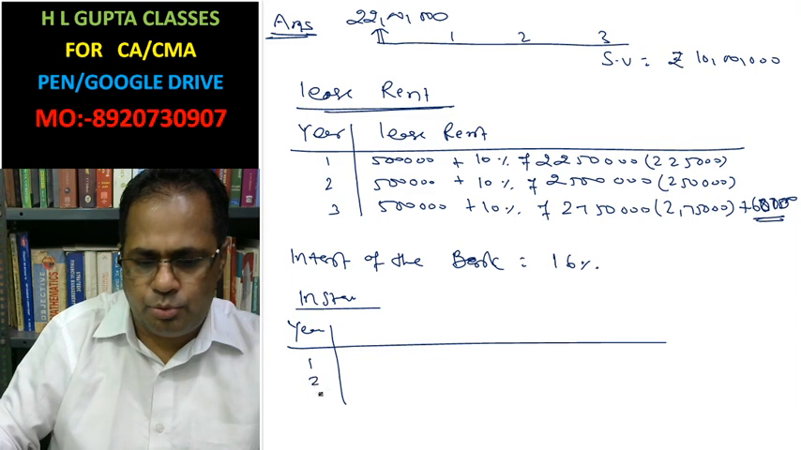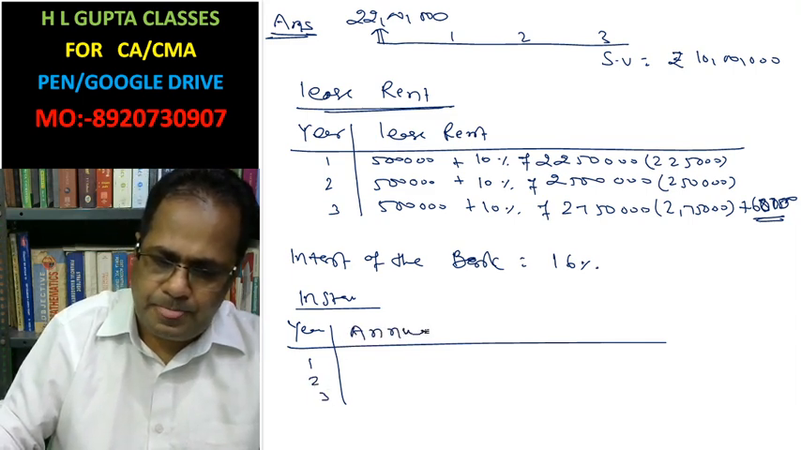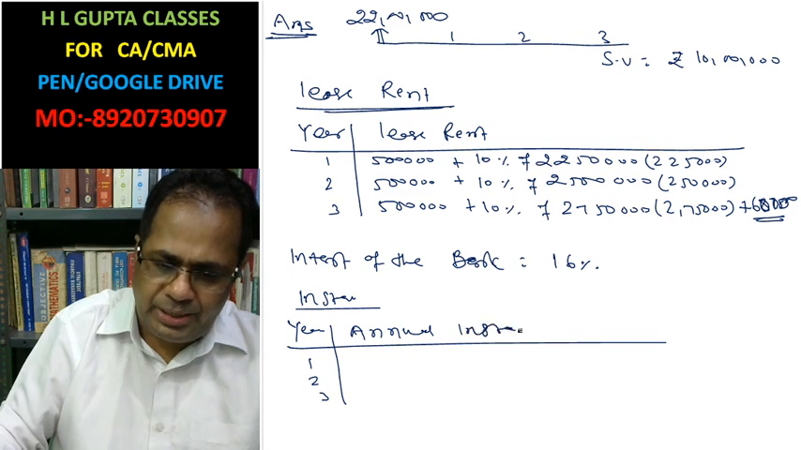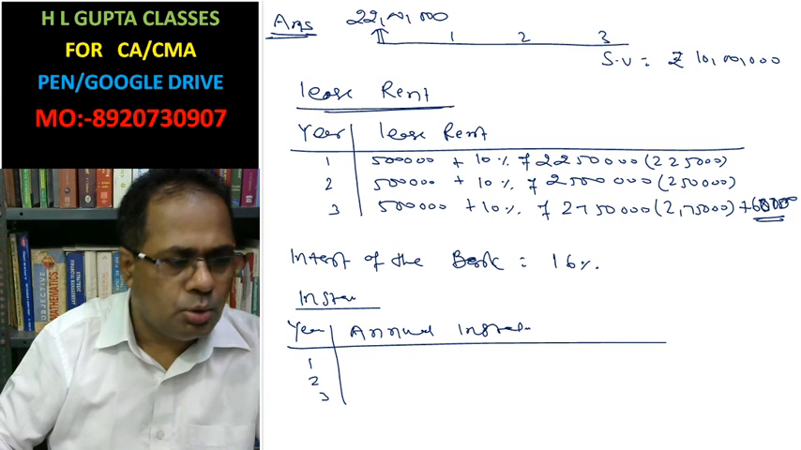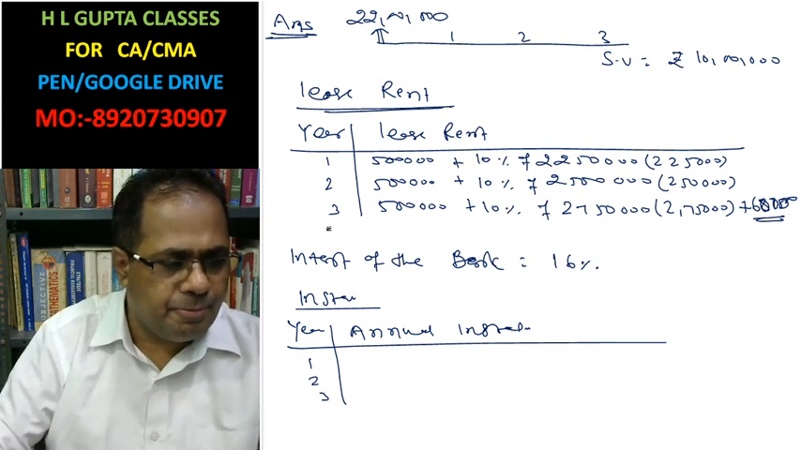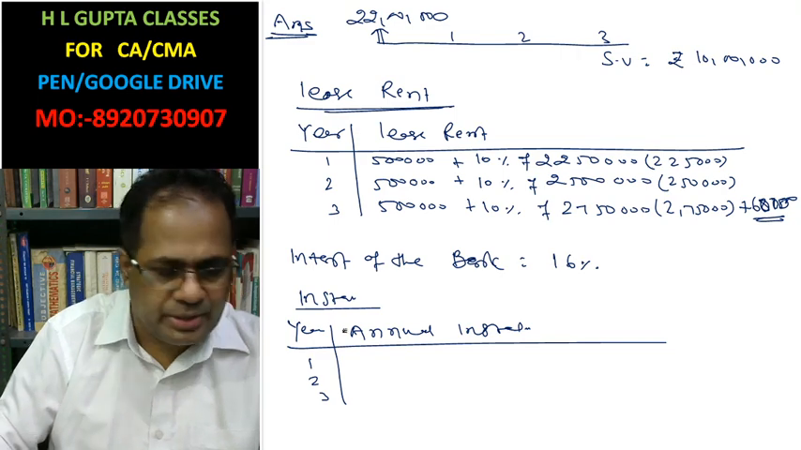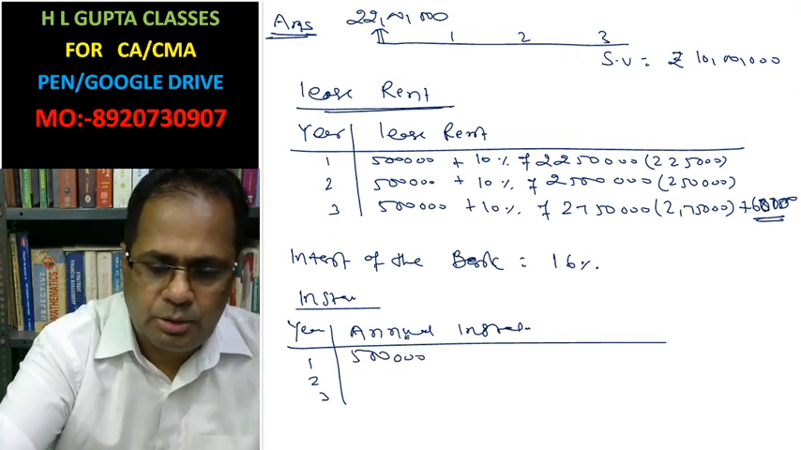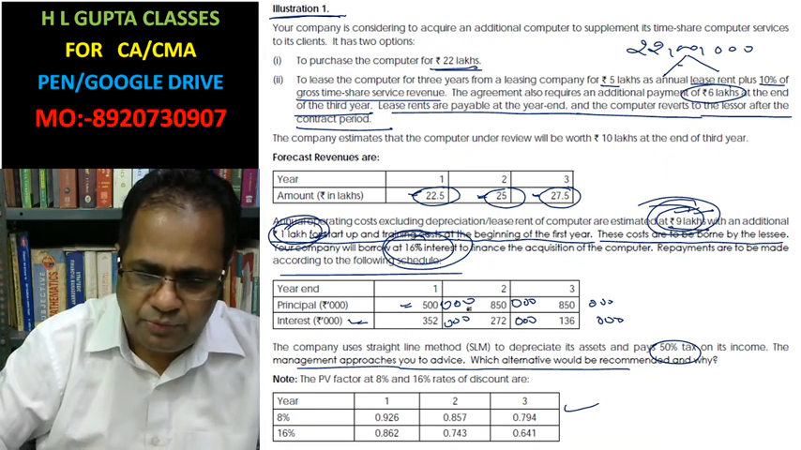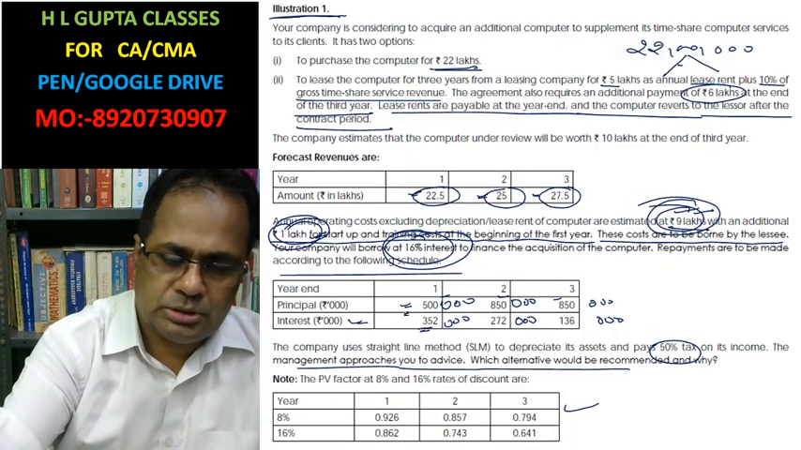Year 1, 2, 3. Annual installment, you have to pay like this. What is the annual installment you have to pay? That is, it is given 5 lakh. Here, first year 5 lakh. Look at here how the installment is given. This is the 5 lakh, 8 lakh 50,000, 8 lakh 50,000. This is the interest.